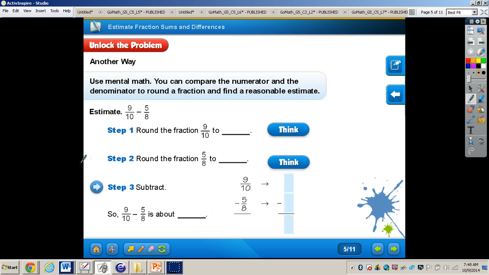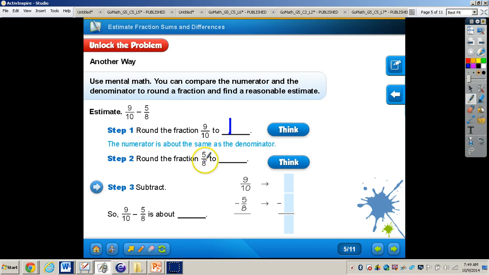Now another way that you can do this is by using mental math. You can compare the numerator, remember, that top number, and the denominator, which is the bottom number on a fraction, to round a fraction and find a reasonable estimate. Let's take a look at 9/10. We look at that numerator and denominator, and we see that they are about the same. It's only 1 off. So we can round that 9/10 to 1. Why can we round that 9/10 to 1? Because remember, 10 over 10, whenever the numerator and denominator are equal, that does equal 1. Even if it's 1,000,000 over 1,000,000, that still just equals 1.